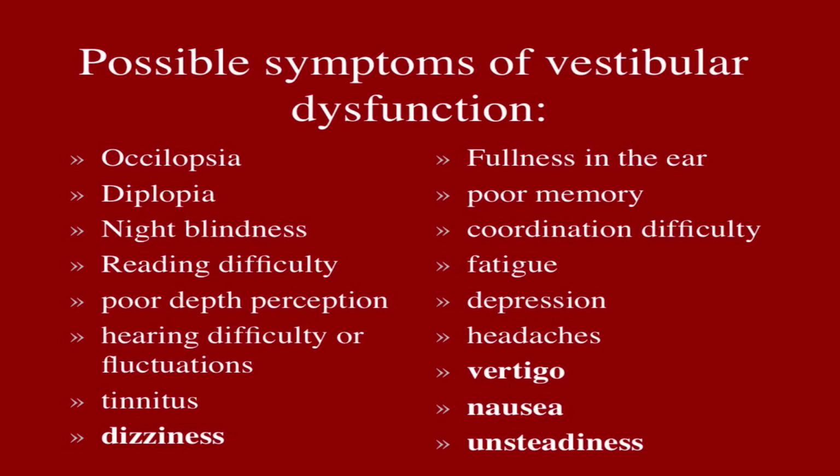Dizziness and vertigo. Let me separate those two really quickly because sometimes they're used interchangeably. Vertigo is actually a spinning of the environment around you. So the environment appears to be moving around you. Dizziness is more of, it just doesn't feel right. I kind of feel a little off. But the environment's not necessarily moving around you. Fullness in the ear, poor memory.